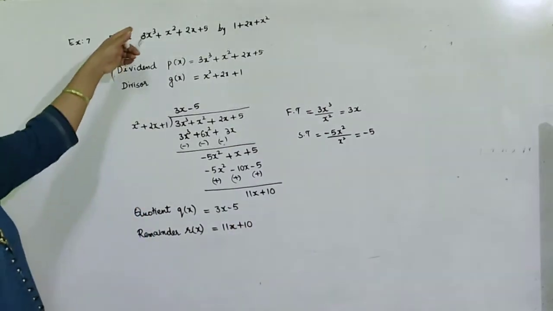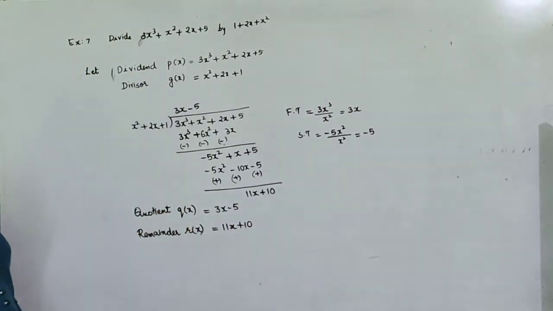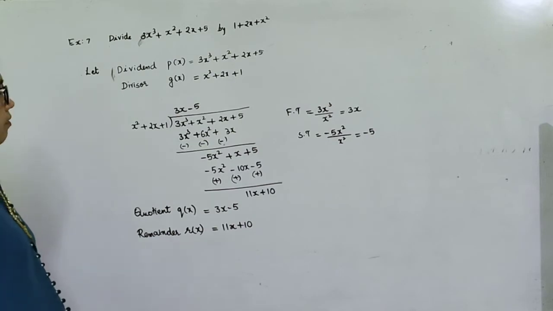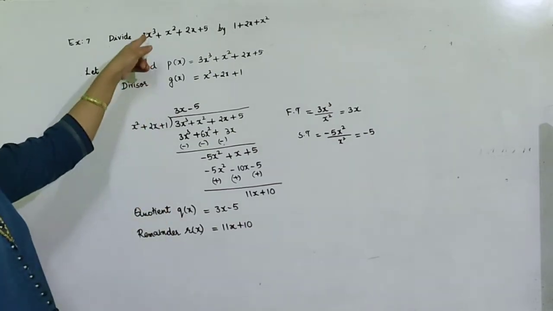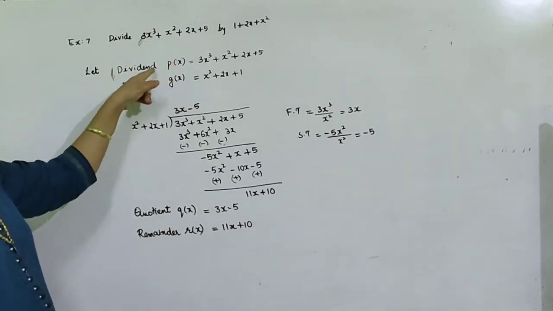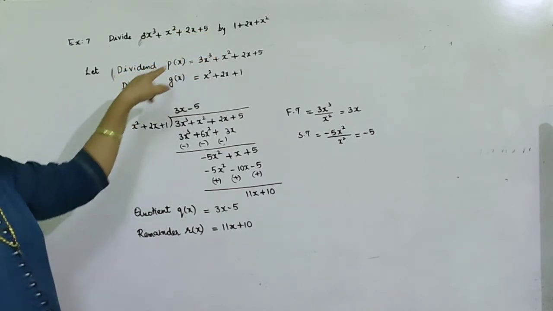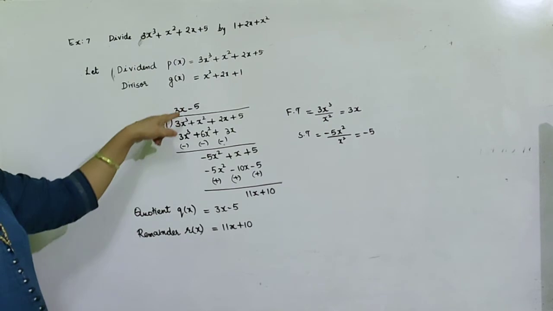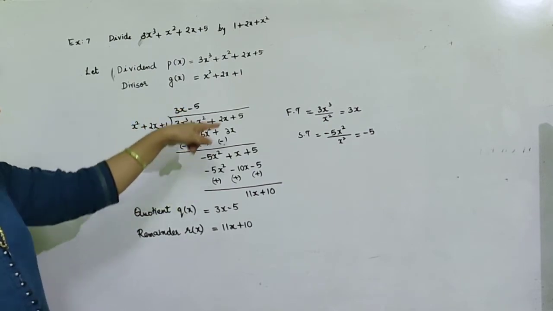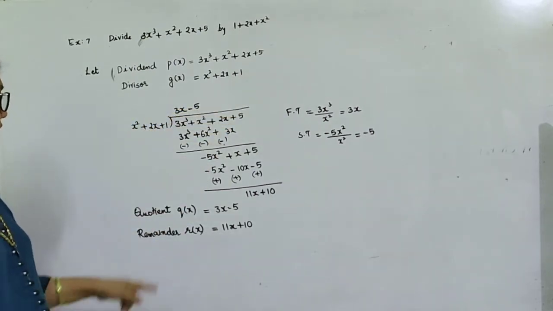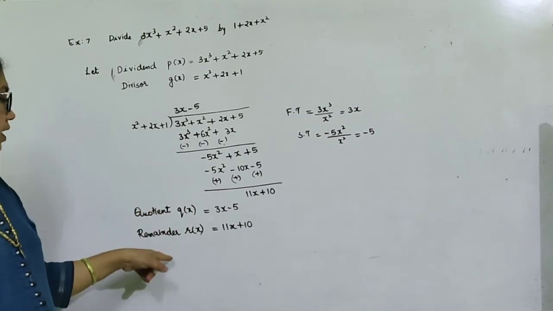So just divide, and say in this module, right? First, which one are you dividing? That is the dividend, that is p of x. By which one are you going to divide? That is the divisor, g of x. Then you have to divide, the way I explained, and you will get the quotient and the remainder.